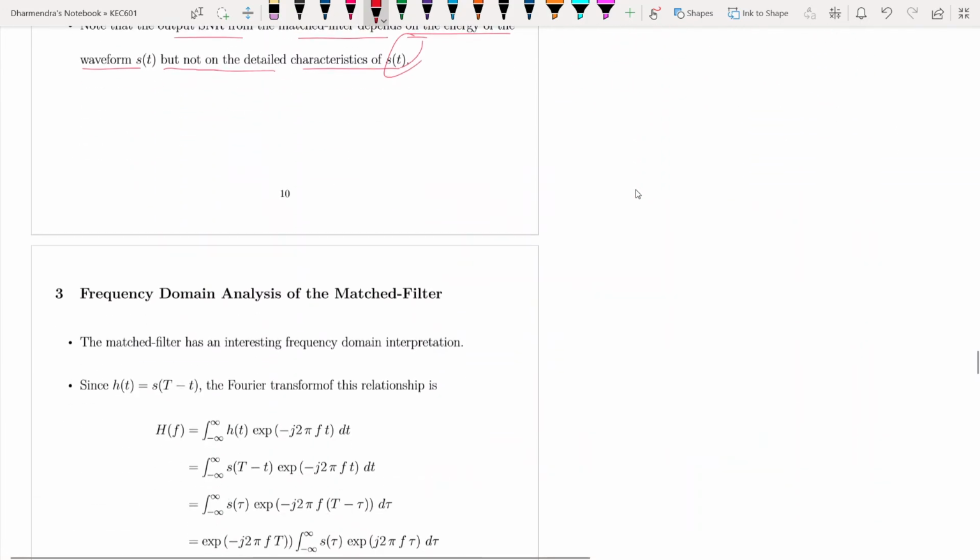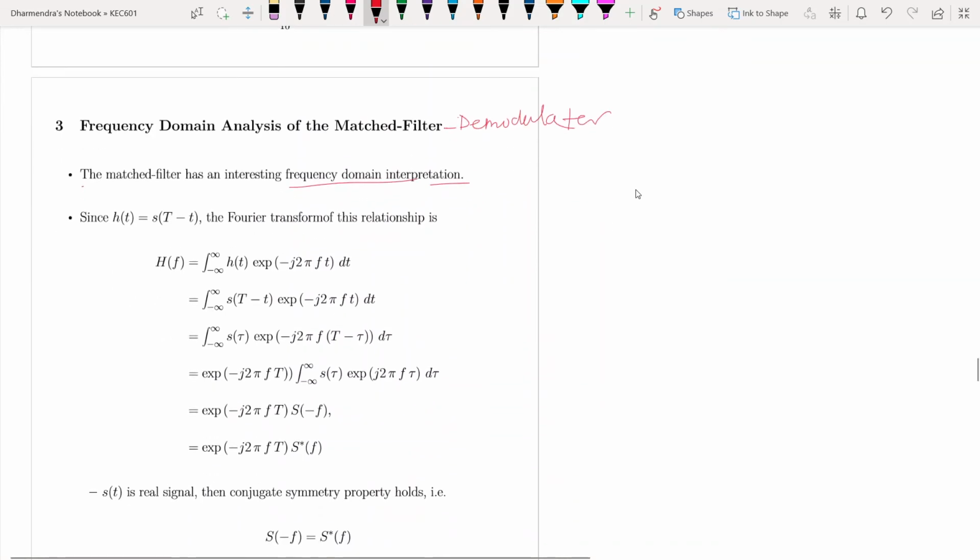So let us analyze this matched filter demodulator in the frequency domain. The matched filter has interesting frequency domain interpretations, because certain information is not possible to extract in the time domain. So we want to go to another domain, that is the frequency domain, as we generally do in signal analysis.